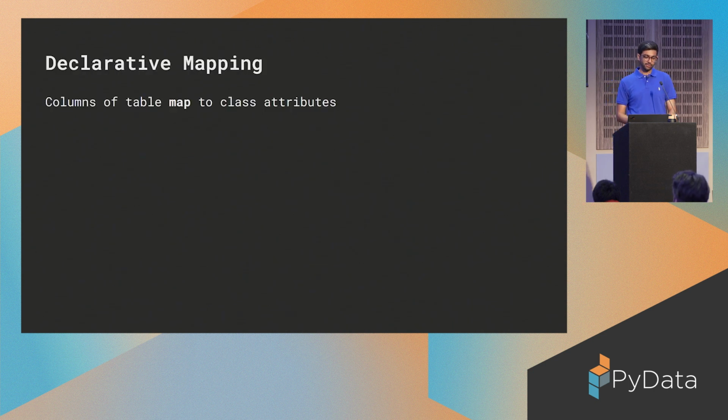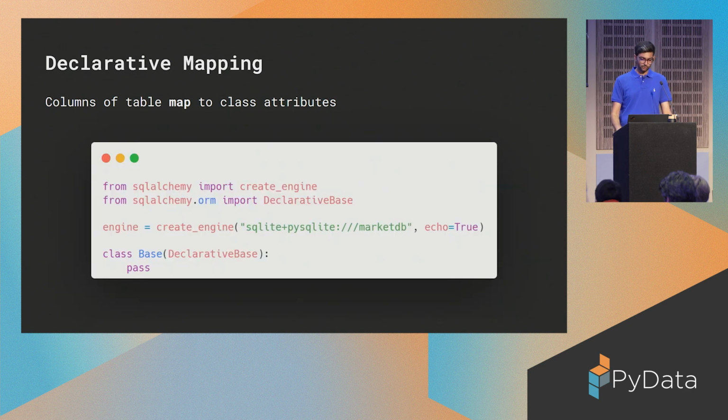So declarative mapping is basically mapping the tables into classes, and the columns of the table become your class variables. This is possible by creating an empty class called Base, or you can name it whatever you want, which inherits DeclarativeBase. And I've just put pass here because we don't need to mention anything for this example. Whenever we want to create new ORM classes, they would need to inherit this base class.